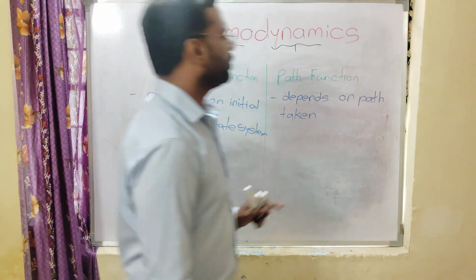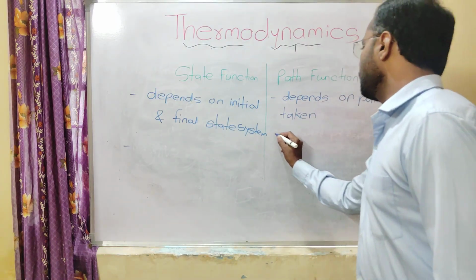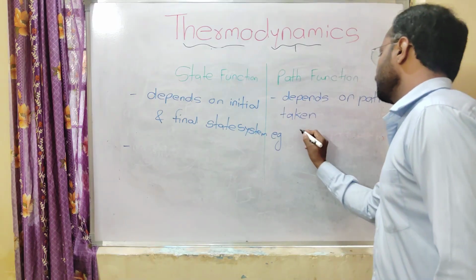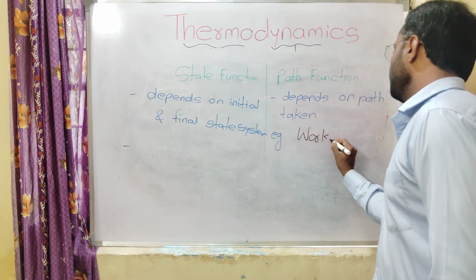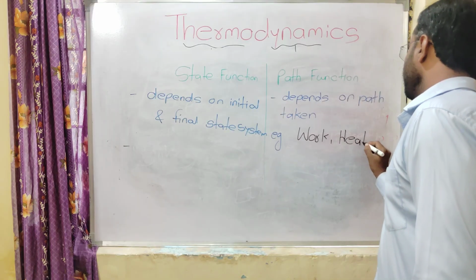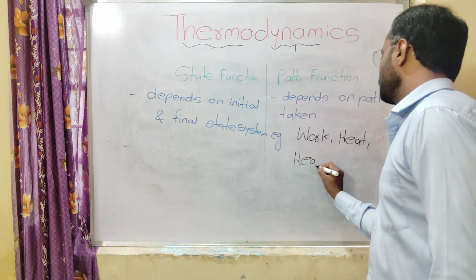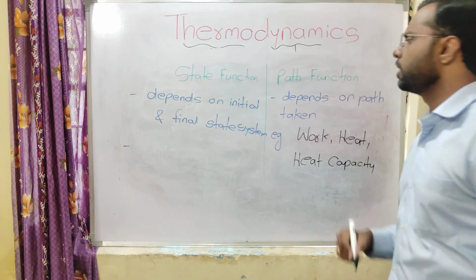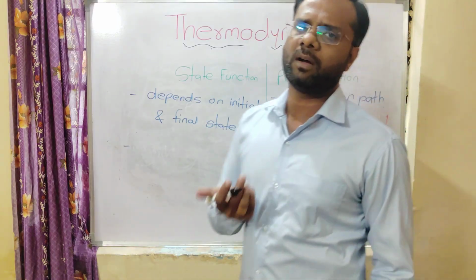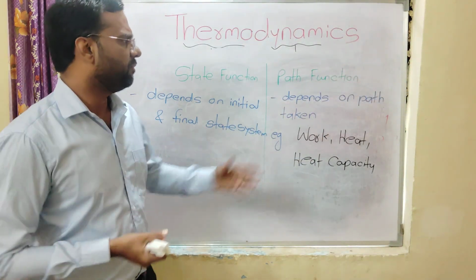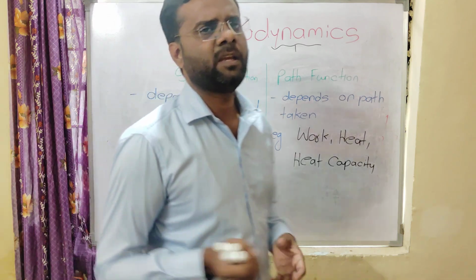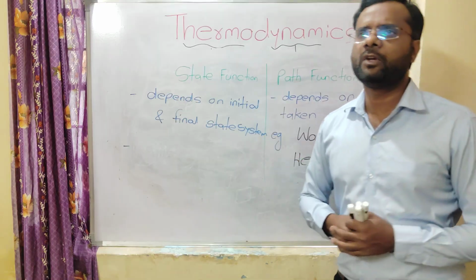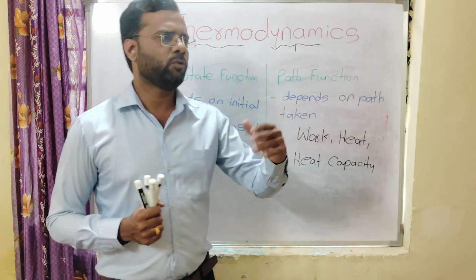Okay. So if we take examples of path function, there are 3 examples: work, heat and heat capacity. So how much work you have to do? Let me give you a day-to-day life example of path function. Basically you have to do some work, that is, you have to take one tiffin and give it on the 5th floor. So you have 2 options.